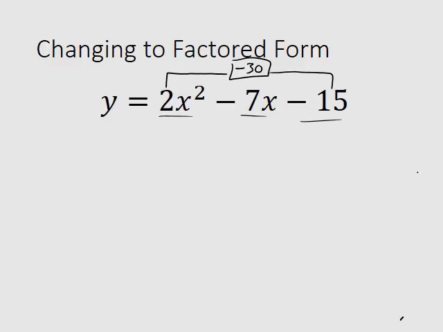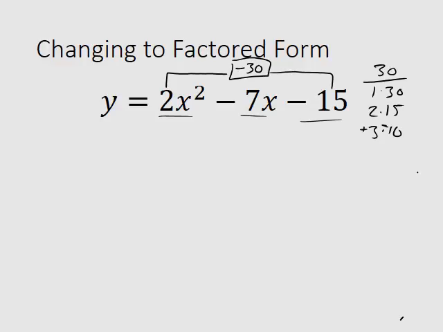So if you have trouble with that, you can go off to the side and list some factor pairs of 30. It could be 1 times 30, but that's not going to work. Could be 2 times 15. That's not going to work. Could be 3 times 10. Whoop, 3 times 10. That'll give me my 7. It'll give me my 7 if I have negative 10 and positive 3. That will give me my negative 7.